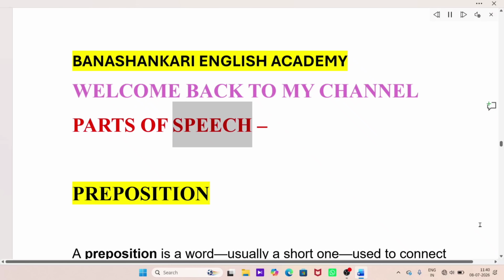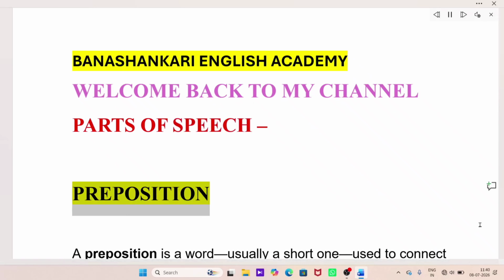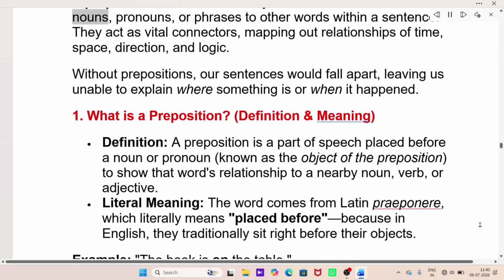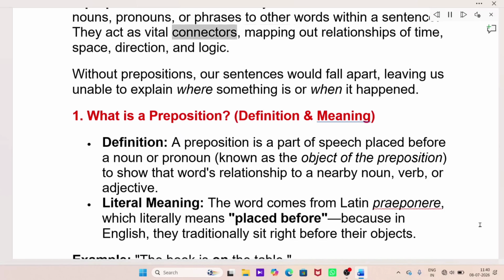Parts of speech. Preposition. A preposition is a word, usually a short one, used to connect nouns, pronouns, or phrases to other words within a sentence. They act as vital connectors, mapping out relationships of time, space, direction, and logic. Without prepositions, our sentences would fall apart, leaving us unable to explain where something is or when it happened.